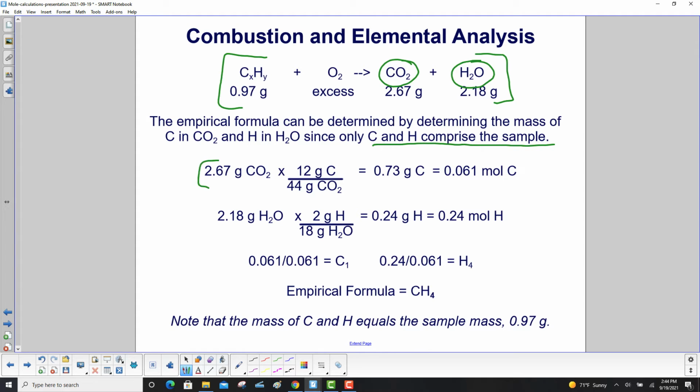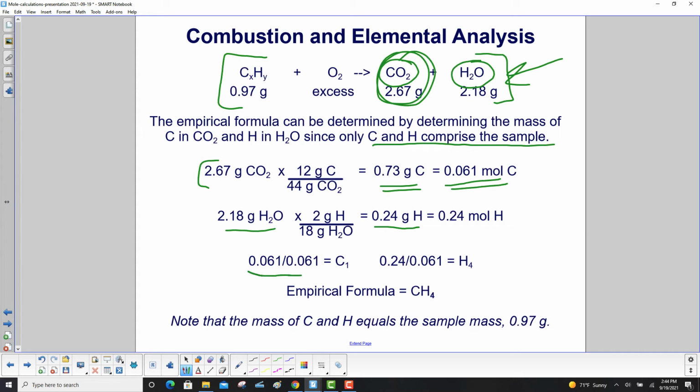So we have 2.6 grams of carbon dioxide times 12 grams of carbon in 44 grams of CO2, and that's 0.73 grams of carbon or 0.061 moles of carbon. The water then, here's our 2.18 grams of water, that's 2 grams of hydrogen for every 18 grams of H2O. So that's going to be 0.24 grams of hydrogen equals 0.24 moles of hydrogen.